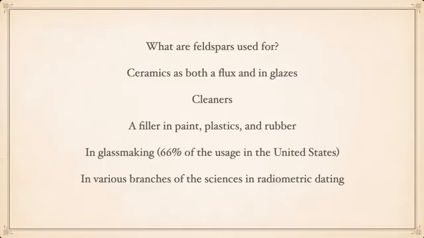Now, what are feldspars used for? Ceramics, both as a flux and in glazes, as well as various household cleaners. Some of these are kind of the old-timey ones that you don't really use anymore that much. I do a lot, like borax and things like that. Now, they're used also as a filler in various industrial products such as paint, plastics, and rubber, and in various branches of the sciences and radiometric dating. So, say, potassium-argon dating, things like that. You go to feldspar minerals for the key elements to use in that.